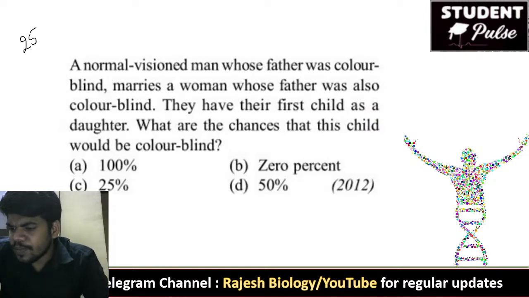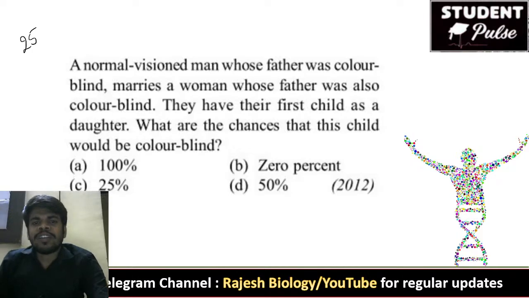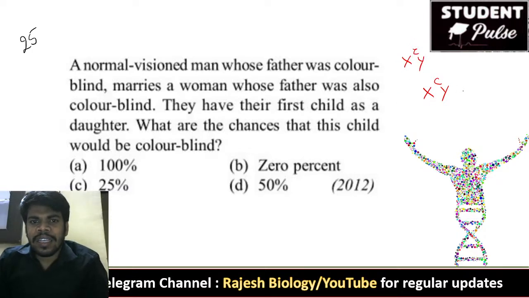25th question. Try to solve the 25th question. A normal visioned man whose father was colorblind marries a woman whose father was also colorblind. So automatically the daughter becomes a carrier for this. Carrier gene is there. Okay.